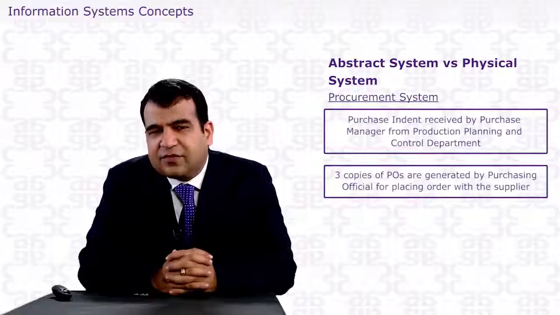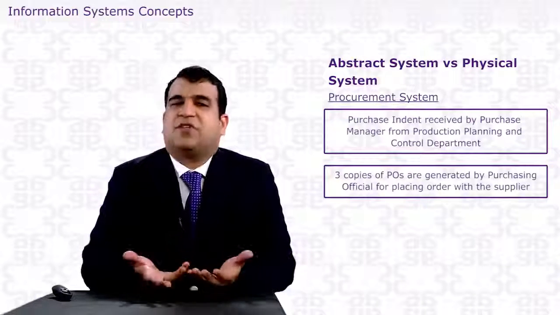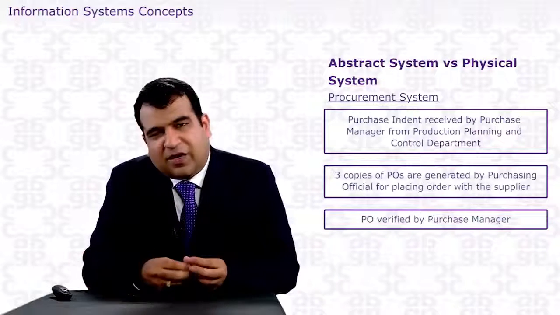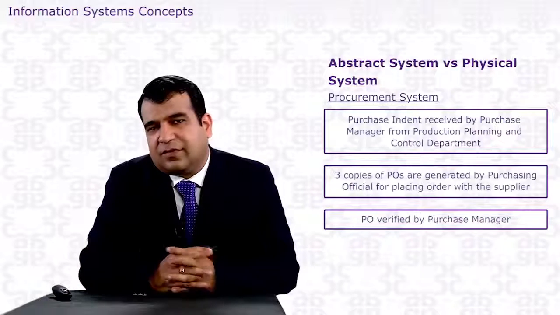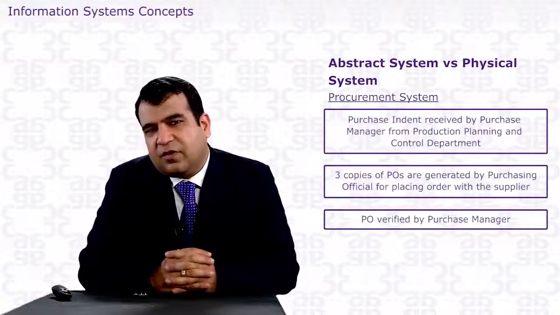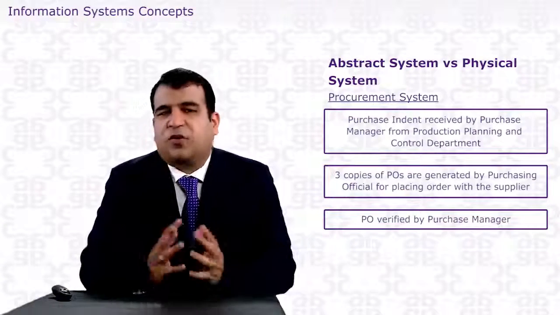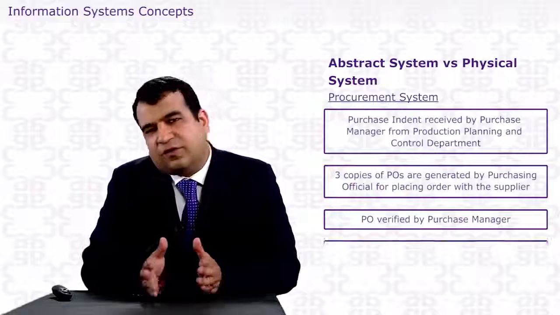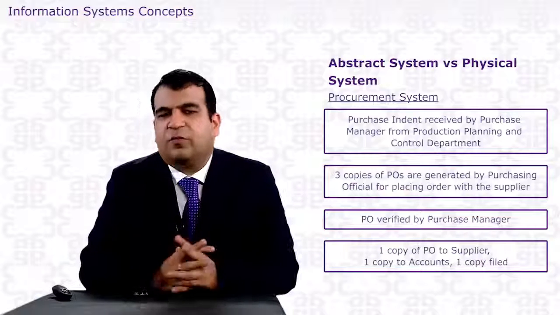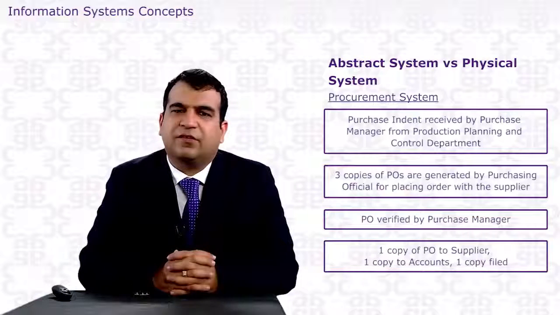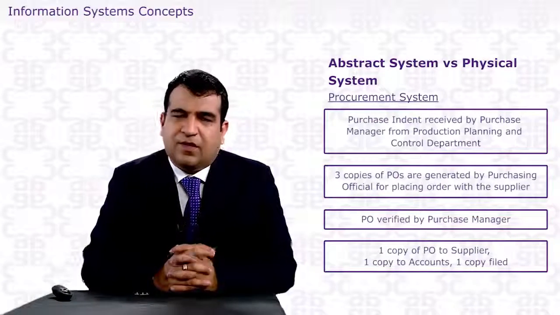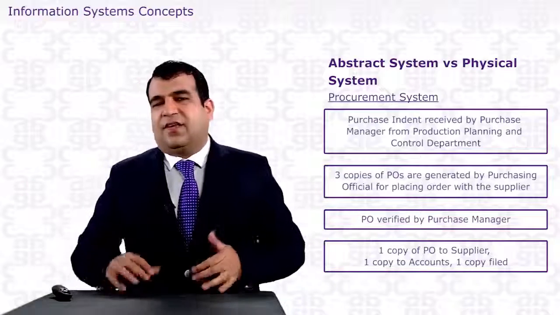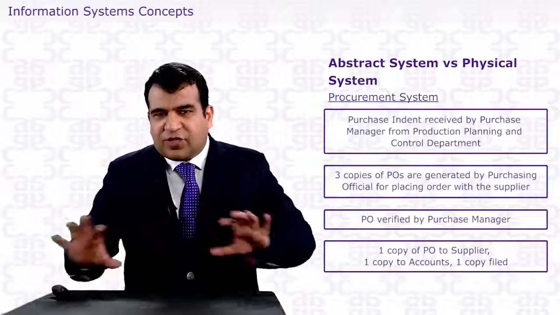Once the purchase order has been generated, it has to be verified by some other person, let us say a purchase manager. And after that, 3 copies of POs are generated. 1 copy would go to the supplier, 1 copy would go to accounts, and 1 copy would be retained by the department. When we draw this process, it is in the form of a flow chart.